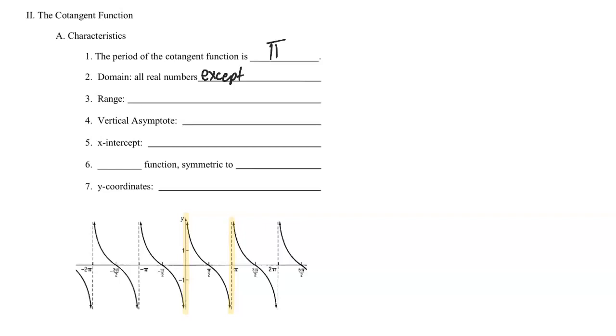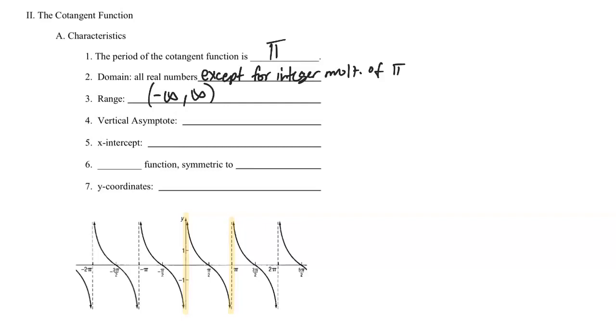And that's going to be every integer multiple of pi. And so we've talked about how that works. Integer multiple of pi, that has to be excluded from the domain because of the vertical asymptotes. The range, just like tangent, is also going to be negative infinity to infinity.